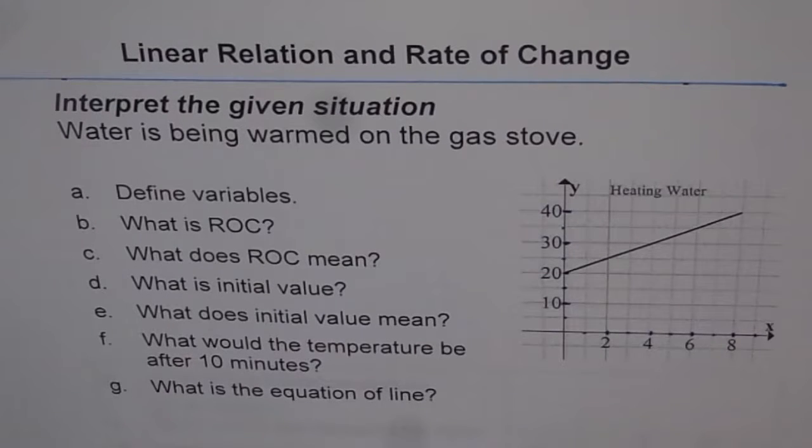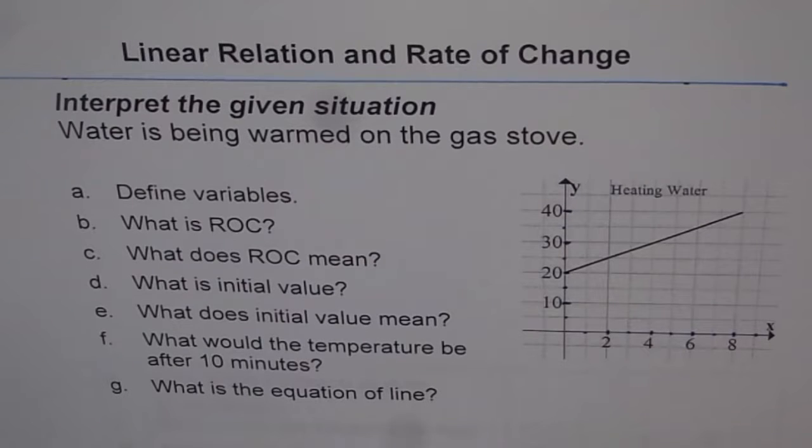Linear relation and rate of change. So in this set of videos, we are trying to analyze the real situation and write a mathematical model, interpreting different terms like rate of change. And we are assuming that the rate of change is linear in our examples. It may not be so in most of the cases, right?